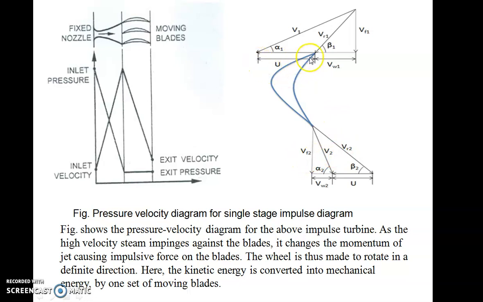Similarly, u is the runner velocity, blade velocity, between v1 and vr1. Similarly vw1 is the whirl velocity between vf1 and v1, that is the complete vw1. It is shown wrongly here. Similarly, between vr2 and v2 there is u, and between vf2 and v2 there is vw2. Okay, it is right, between v2 and vf2 there is vw2. So this is a velocity diagram.